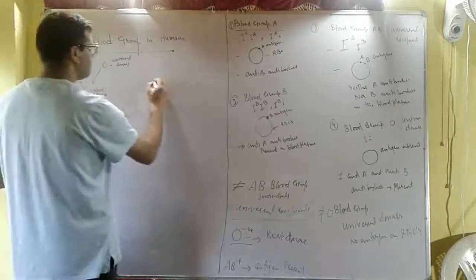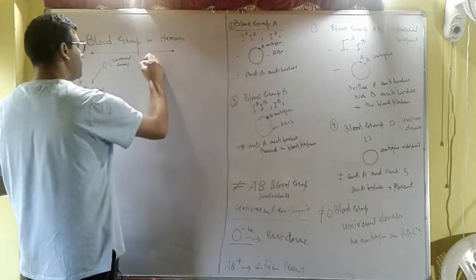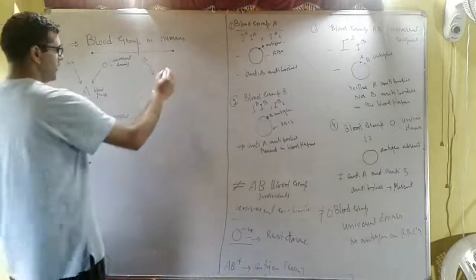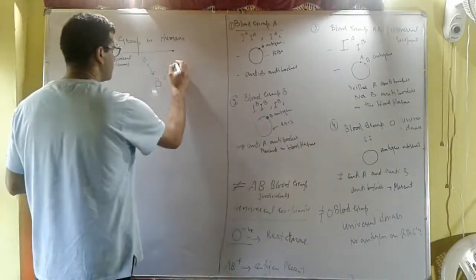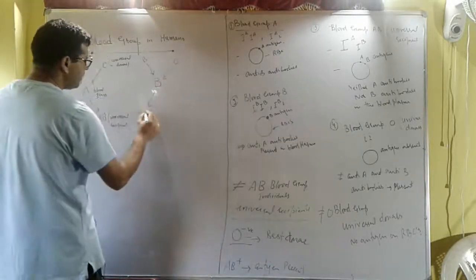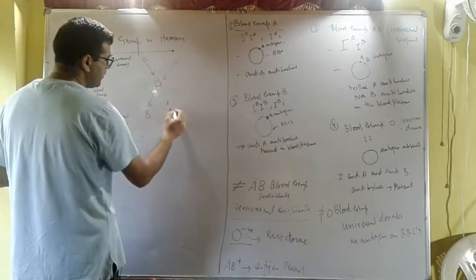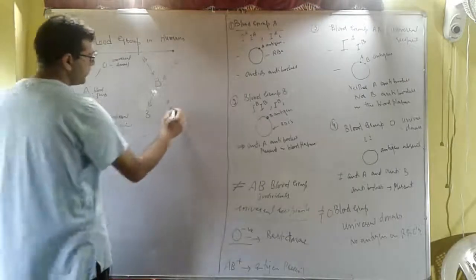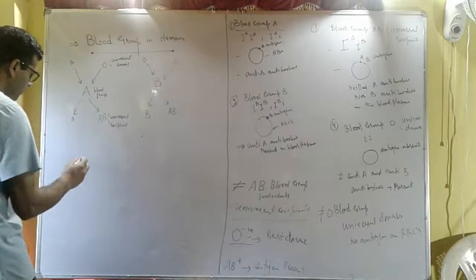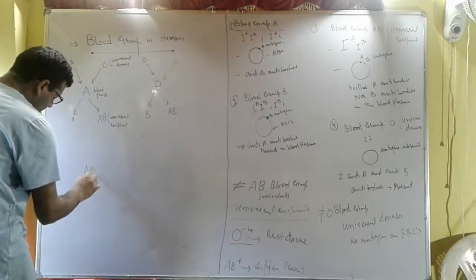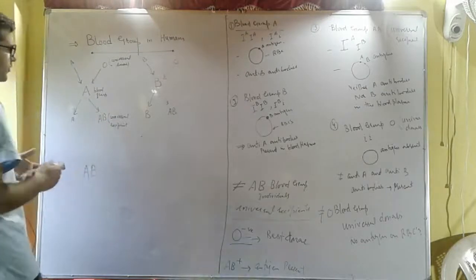Same is the case, we have B blood group. B blood group can get blood from B individuals as well as O individuals, because O individuals are universal donors. It can give blood to B individuals as well as to AB, because AB is universal recipient. Same is the case, we have AB. This AB blood group is universal recipient.